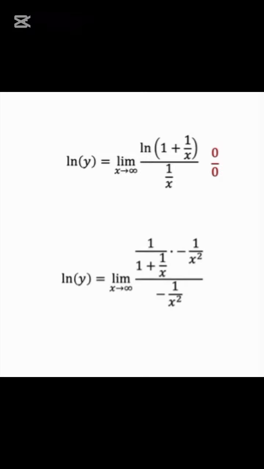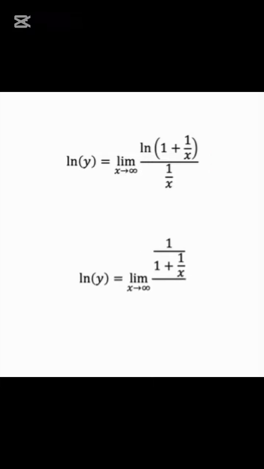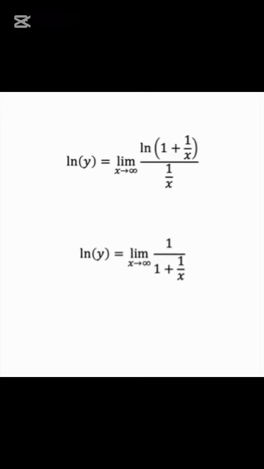For the natural log, it's just 1 over the argument, and then we'll use the chain rule. Notice that the negative 1 over x squared cancels out, top and bottom, leaving us with this limit of 1 over 1 plus x. As x approaches infinity, this approaches 1 over 1 plus 0, which is 1. So the natural logarithm of y, the limit we set out to find, is 1, meaning that the limit itself is e. And that completes the proof.